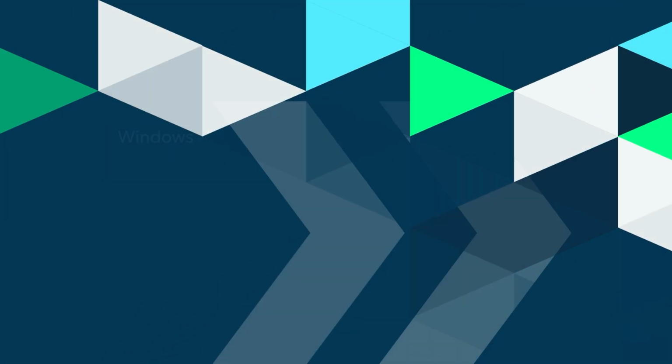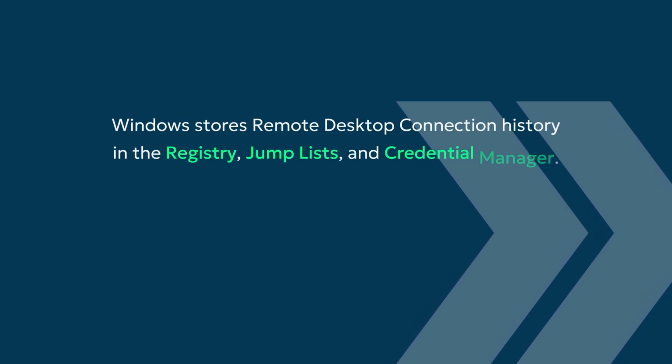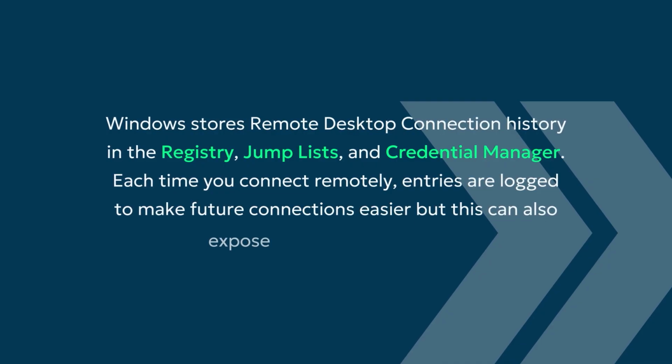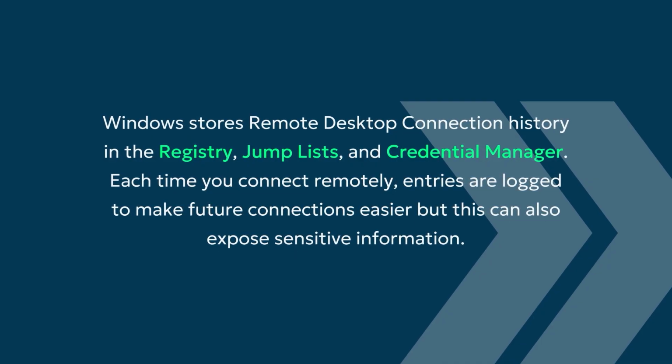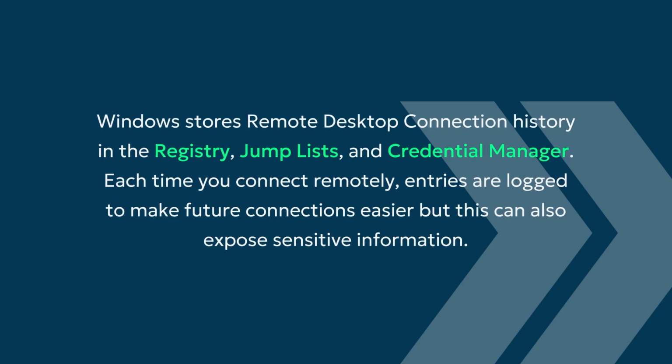Windows stores RDC history in multiple locations: the Registry, Jump Lists, and Credential Manager. Each time you connect remotely, these entries can be logged. That might make future connections easier, but it can also expose sensitive systems, especially on shared or public machines.